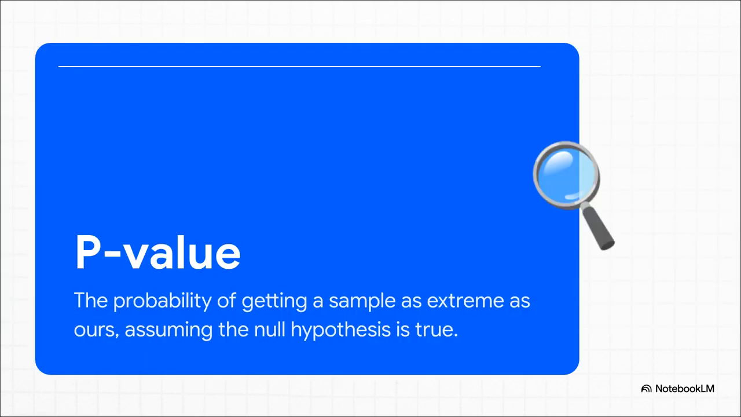The p-value. It sounds super intimidating, but the idea behind it is actually pretty simple. I want you to think of it as a fluke meter. That's all it is. The p-value tells you the probability that you would see results like yours just by pure random chance, if that no-effect idea was actually true. So a really low p-value means your result is probably not a fluke.